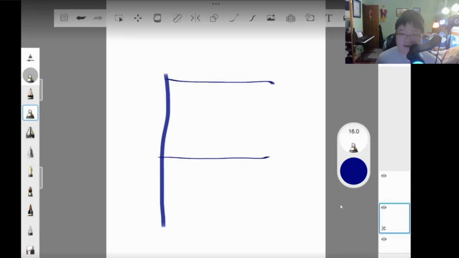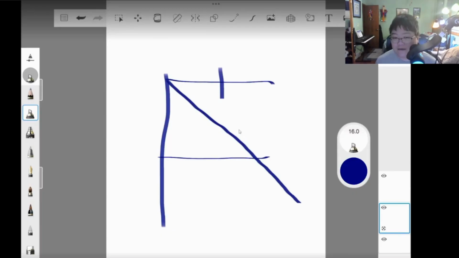Next is F, and F, basically it's like E. Because now that this line isn't here, you can just turn it into an A plus.